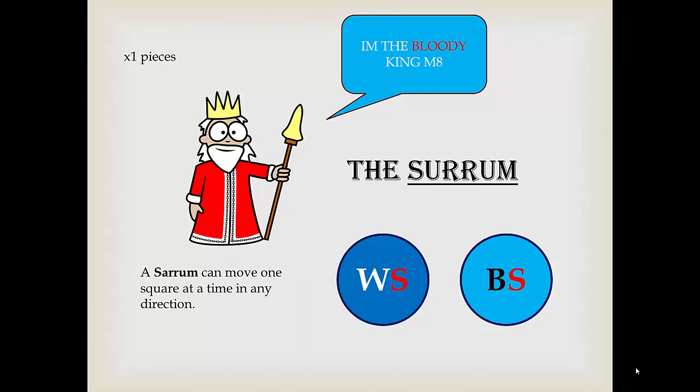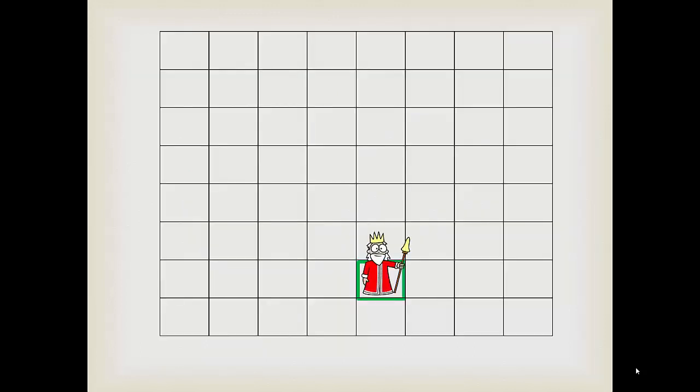The reason why it's good to memorise the names that AQA has given these board pieces is that the Sarrum, for example, has a coded letter of S, and that will be displayed in the coded output of the game. So to identify it is very important. WS stands for white Sarrum and BS stands for black Sarrum. As I said, this piece moves in any direction but one square. So it can move forwards, right, left, back, and diagonally. That's all directions but one square.